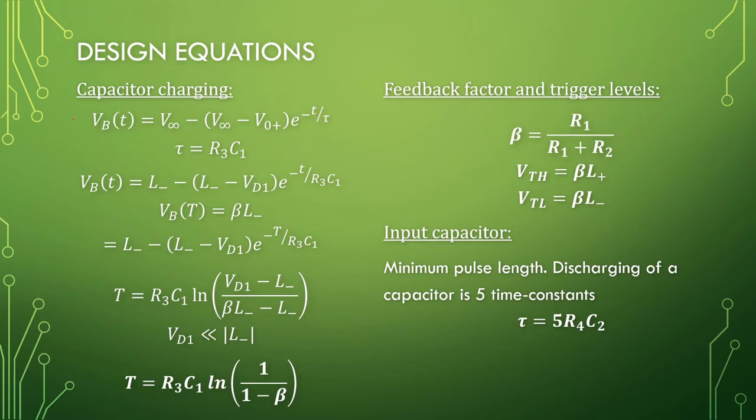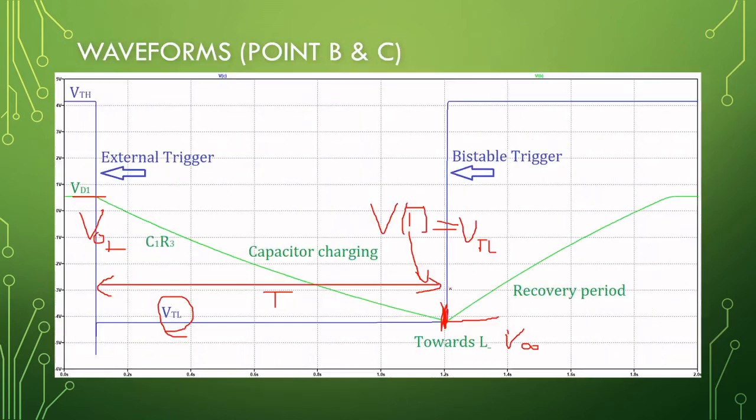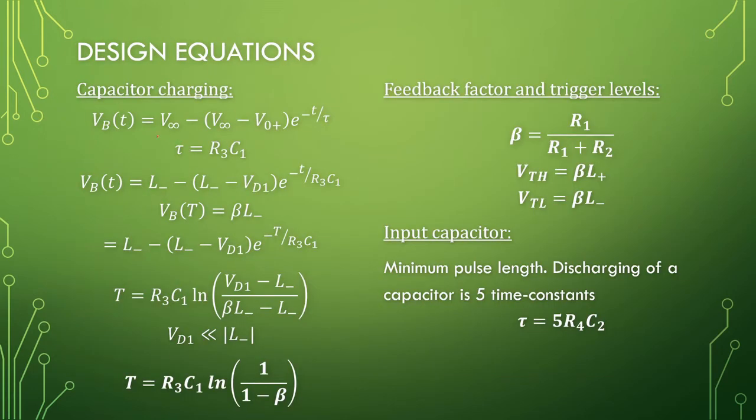So the voltage at point B, let's go up here. Point B is our capacitor's voltage. Okay, so we want V infinite minus V out plus, or V0 plus, e to the minus t over tau. Tau is the time constant of R3C1. We're charging towards the negative limit from the diode voltage, and the voltage at time t is beta L minus. Okay, so this will bring us to an equation that looks like this.